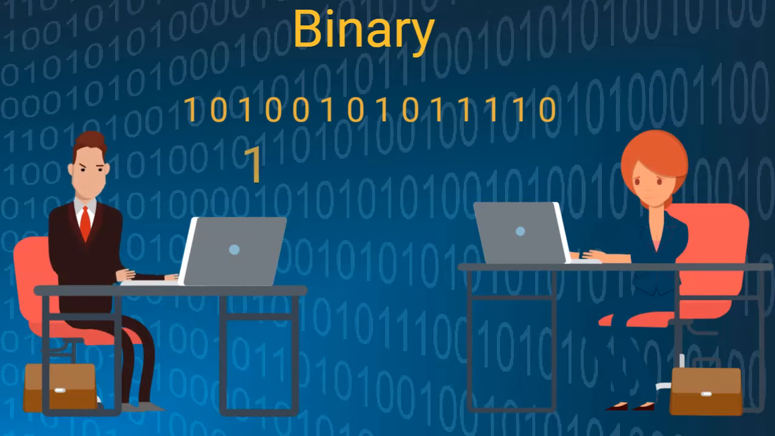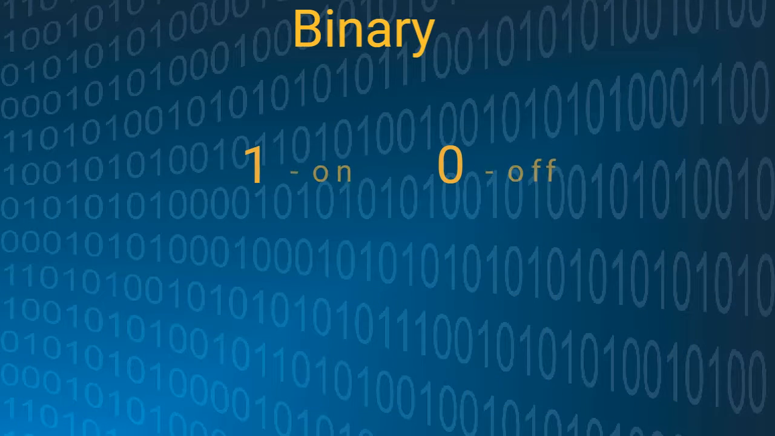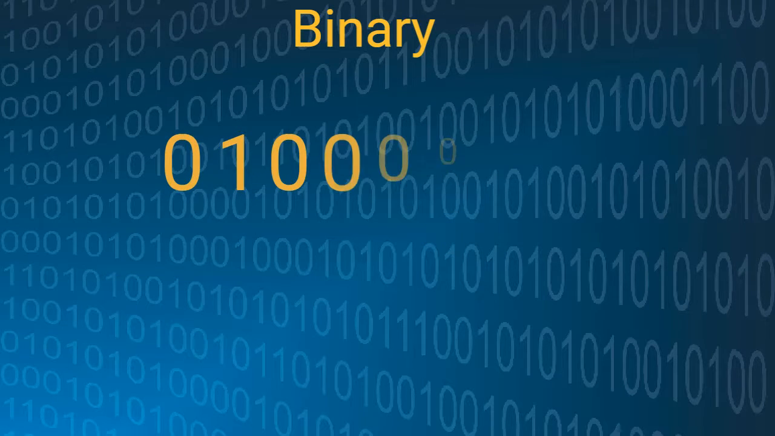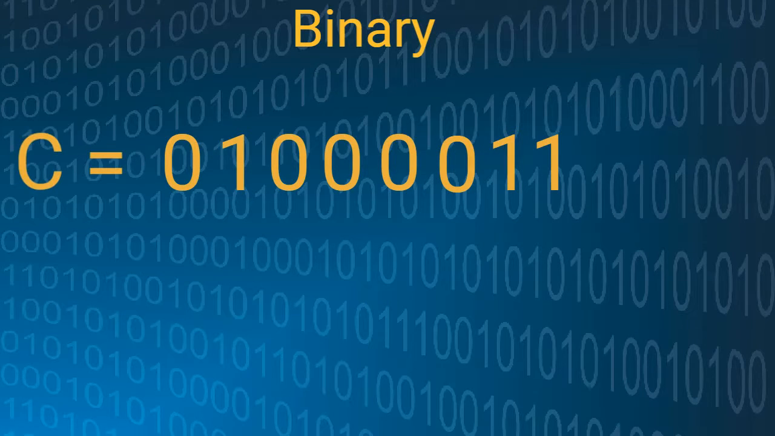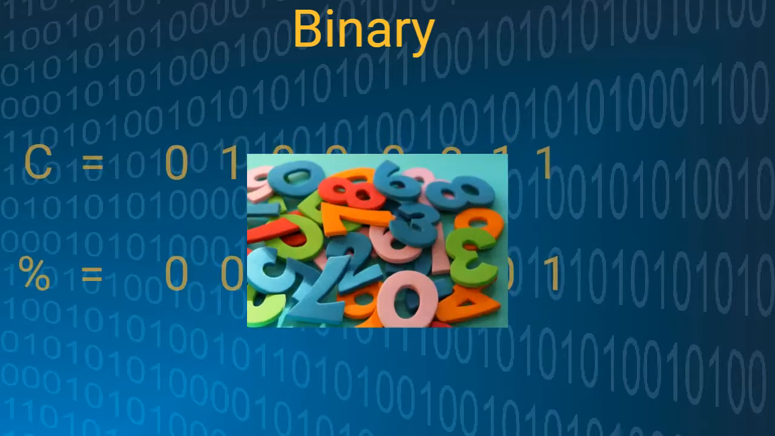Binary is a series of ones and zeros representing off and on signals. Each individual signal is called a bit. We require 8 bits to store a single letter or punctuation character. These 8 bits are called a byte. For example, the capital letter C is 01000011, and the percentage sign is 00100101. Binary is also used to store numbers.